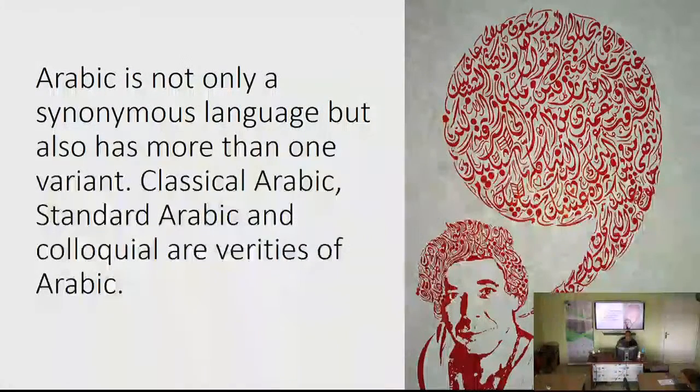So by synonymous, we mean that one word can have many synonyms, like the word love. It has a lot of synonyms. The word friend has a lot of synonyms, and so on. And also, we have many varieties when it comes to Arabic, like pre-Islamic Arabic, Quranic Arabic, and the Standard Arabic that we speak and write in the public media, and also colloquial varieties in different Arab regions.